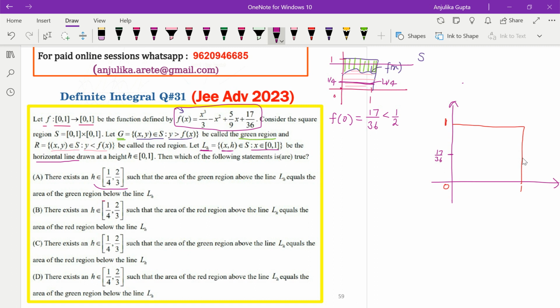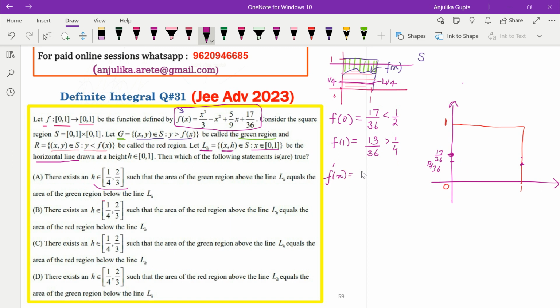Now where do you end your function? Of course you are going to find f of 1. If you try finding f of 1, you will end up getting 13 over 36. 13 over 36 is greater than 9 over 36, so it's slightly more than 1/4. So maybe you are landing somewhere here. You are starting from here, ending here. What happens in between? Get the critical points to know which point is max, which is min.